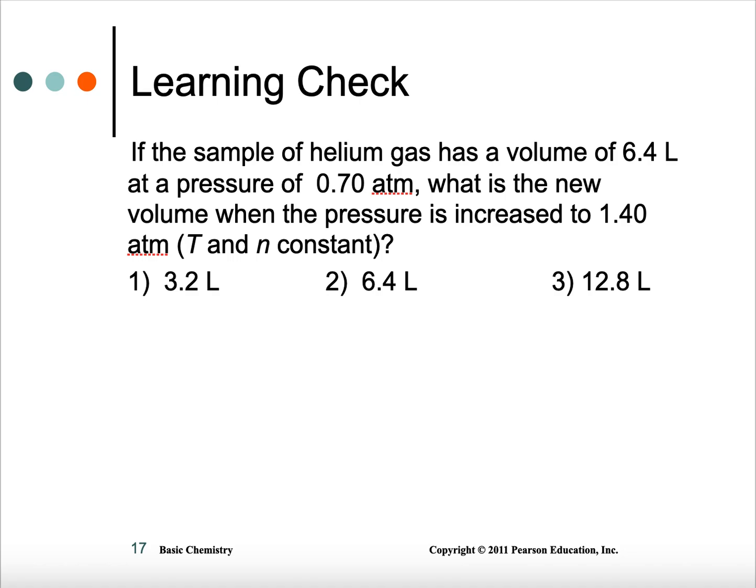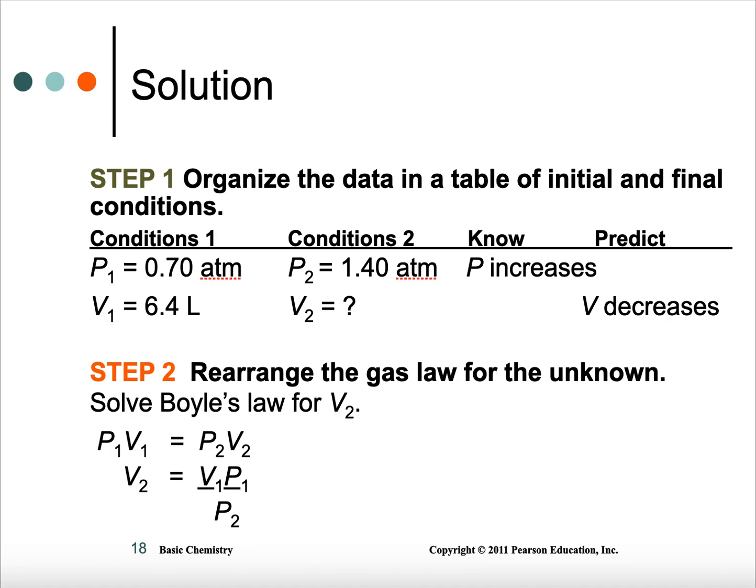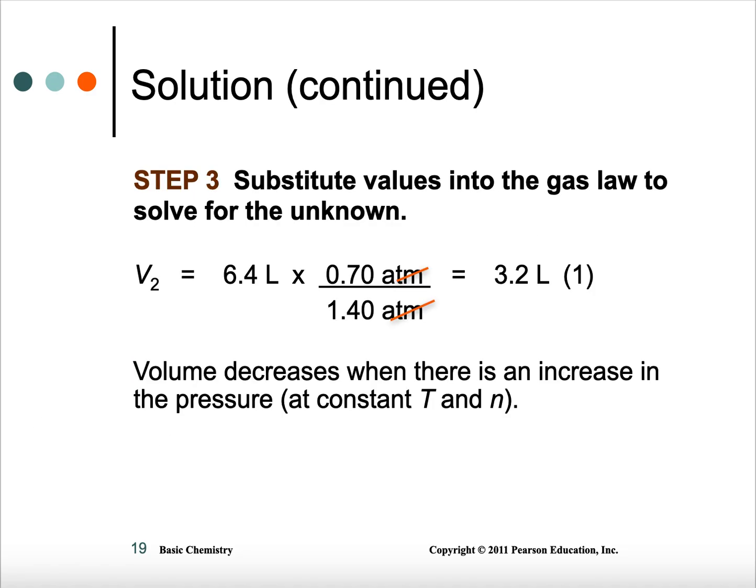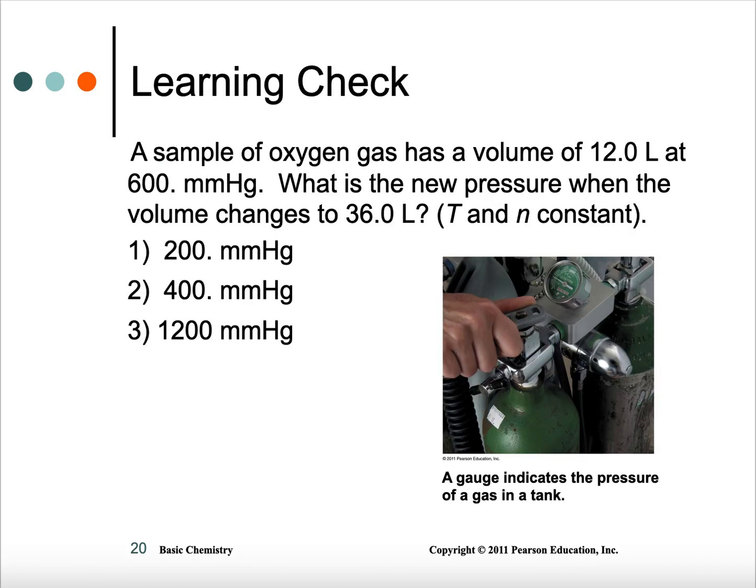If a sample has a volume and a pressure, what's the new volume? Okay, it would have to go down. So my guess is it's going to be the 3.2. So it's the same problem. They gave you a picture one, and now this is the actual numbers inside it. Okay, and that's how you do it. You solve for the second volume, fill in what you know for the other three, and then just multiply and divide. That's all you're going to do. 3.2 is correct.